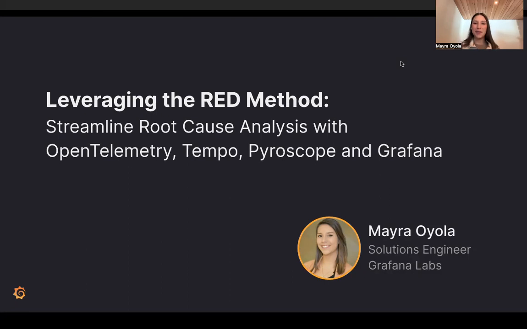I'm a solutions engineer here at Grafana Labs, and I am so excited to be a part of LEAP 2024. Today's session is going to centralize around talking about the RED method and how you can really leverage this method to streamline your root cause analysis, and also what tools are going to be necessary to get you there.